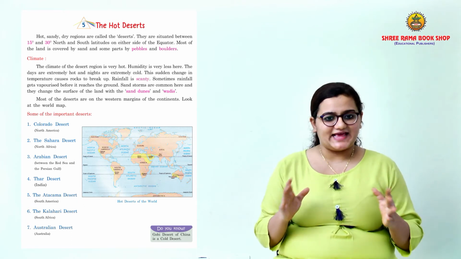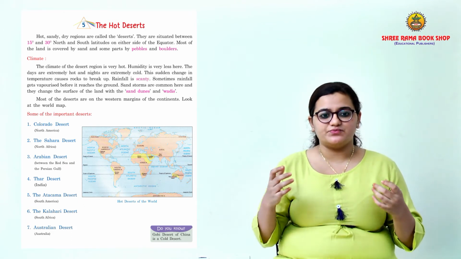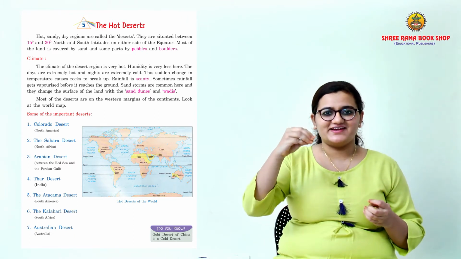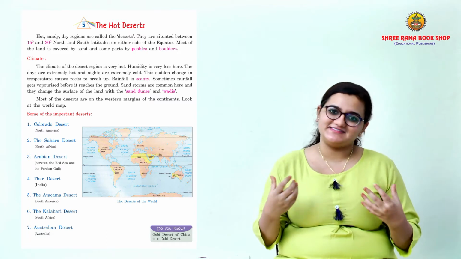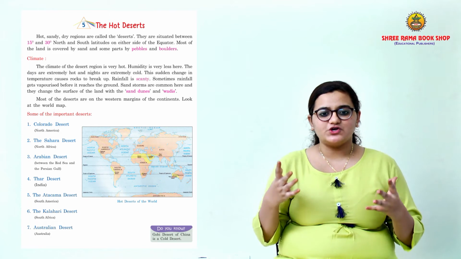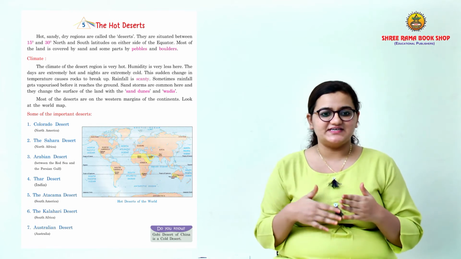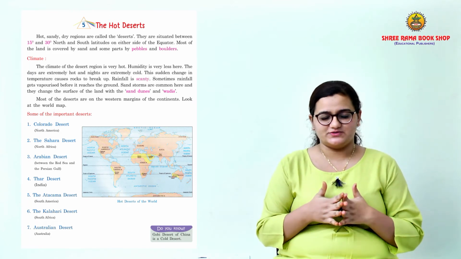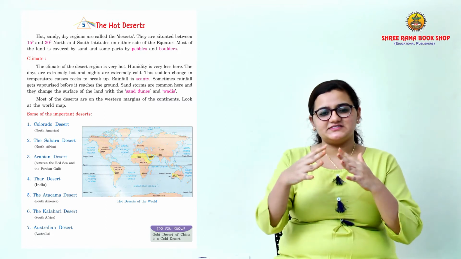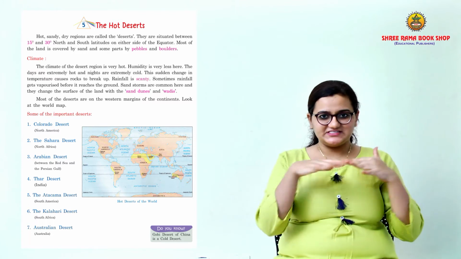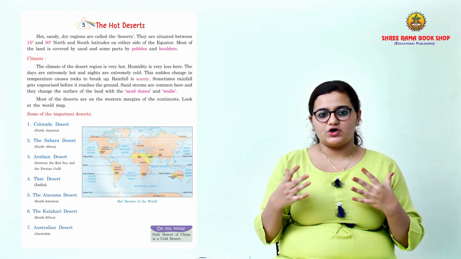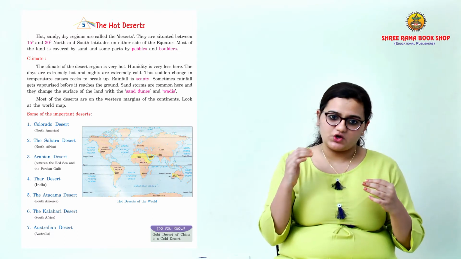Rainfall is very scanty. Sometimes rainfall gets vaporized even before it reaches the ground. Like the raindrop is falling and before reaching the ground itself it gets evaporated. Sandstorms are common here and they change the surface of the land with sand dunes. One time the sand dunes are like this, and the moment the wind comes, the position is changed. It is very confusing. Now, most of the deserts are on the western margin of the continents.